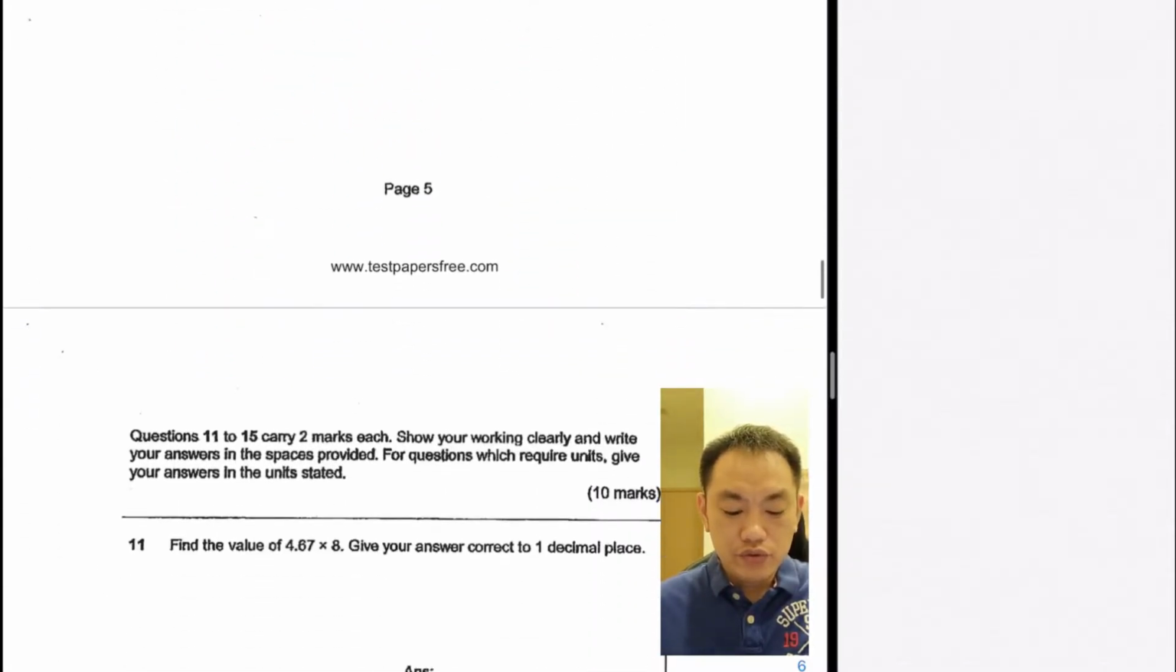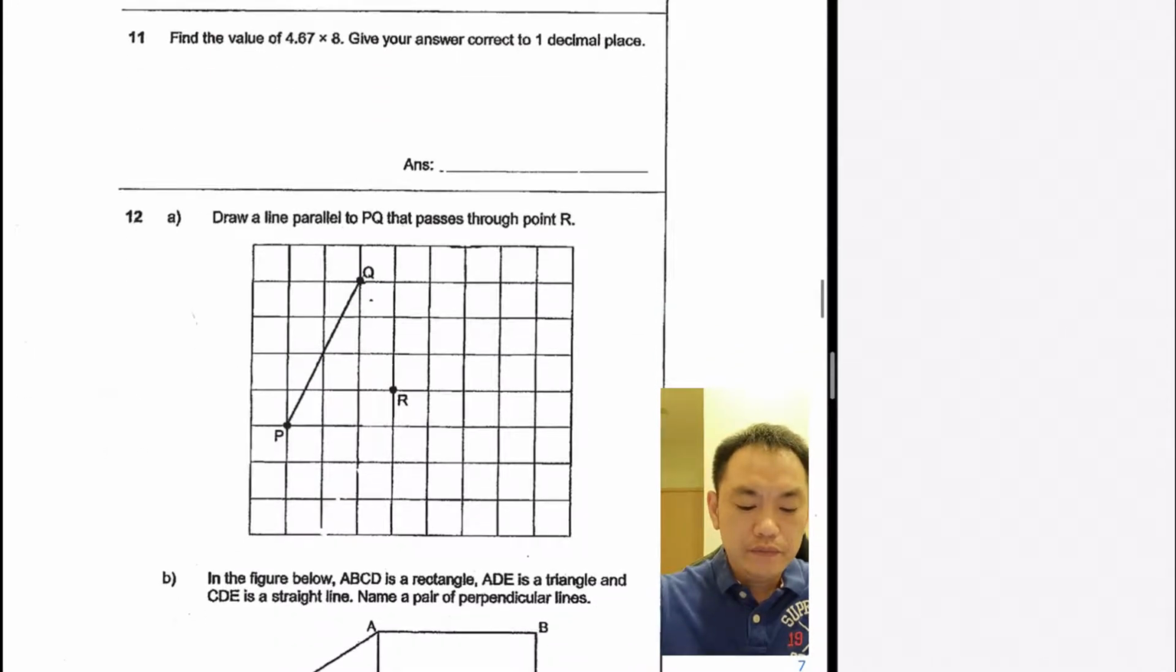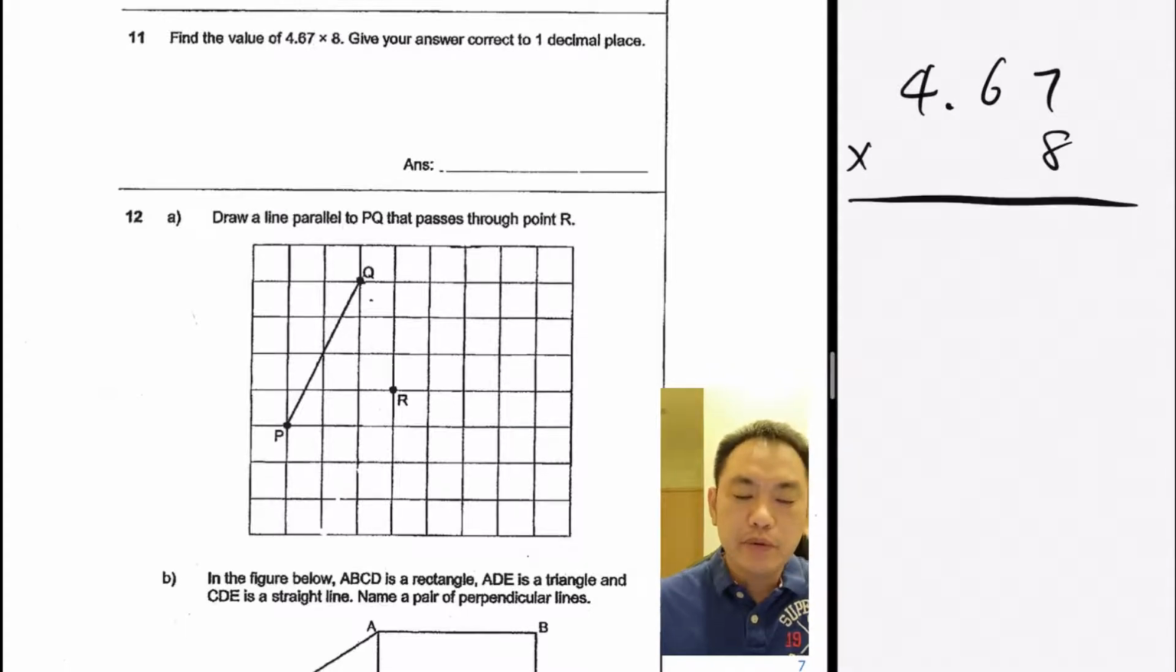Let's move on to question 11. Find the value of 4.67 times 8. Give the answer correct to one decimal place. Okay, so this is about the multiplication of decimals. It's pretty straightforward. It's the same as the multiplication without the decimal point, but you just need to know how to work with the decimal points.